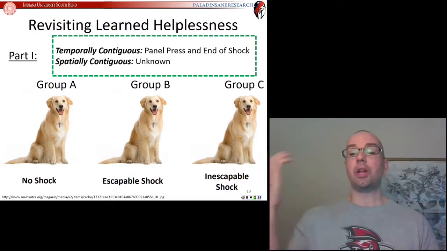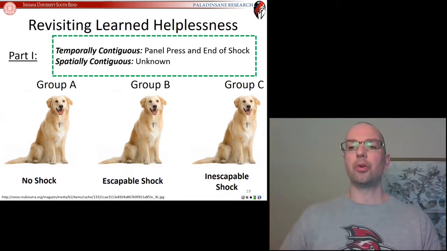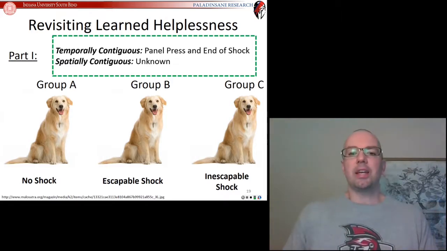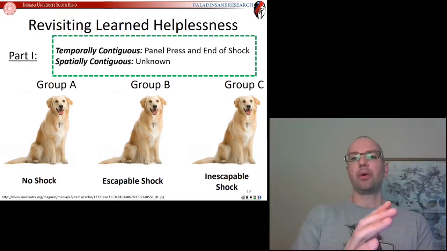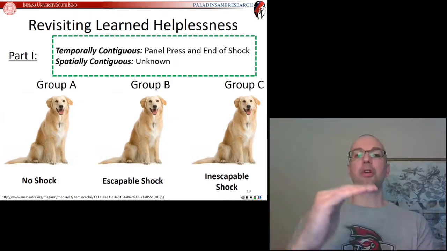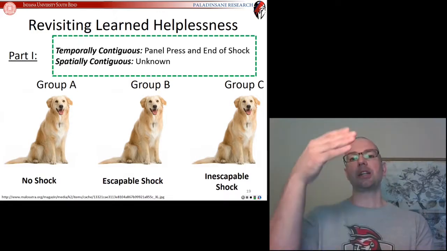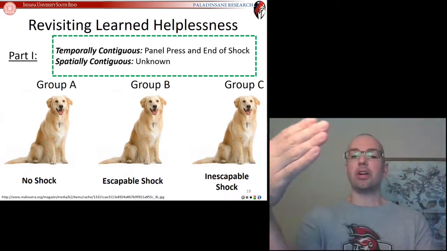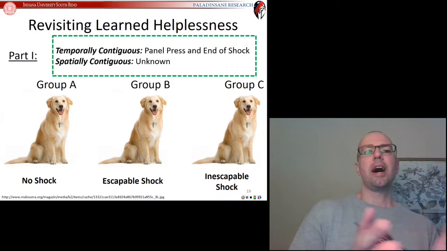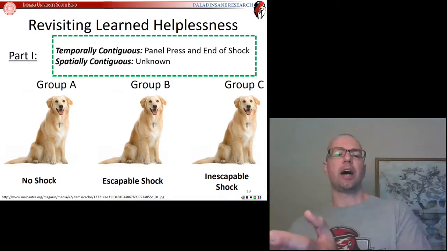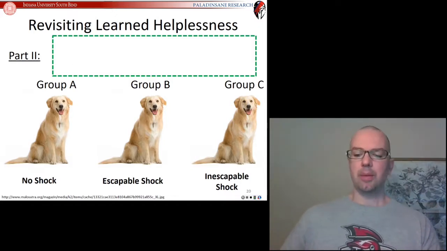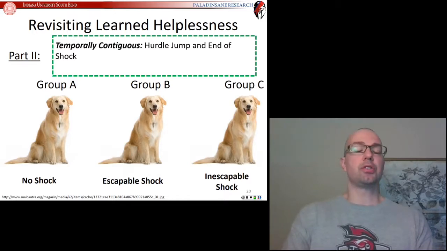Spatially contiguous, as I mentioned, we don't know. We don't know what the room looked like. We don't have the layout of the room, so we don't know what was spatially contiguous. I would speculate that the panel was probably close to the floor. If the panel was low enough to the floor, the lower it is to the floor, the more spatially contiguous it was. So the floor was being shocked, the panel press occurred. If it occurred close to the floor, that would be spatially contiguous. And in most cases, the higher temporal contiguity you have, the higher spatial contiguity you have, the easier it is to learn that association.